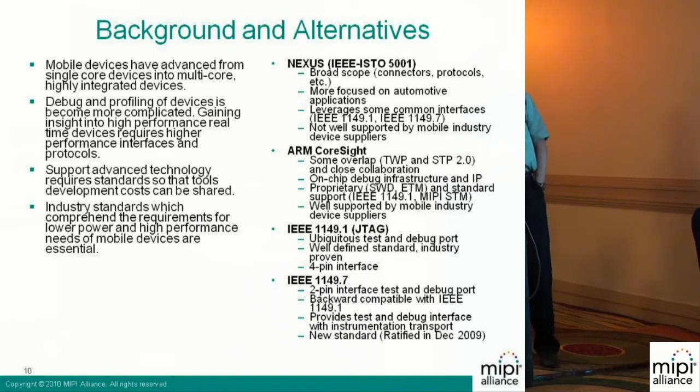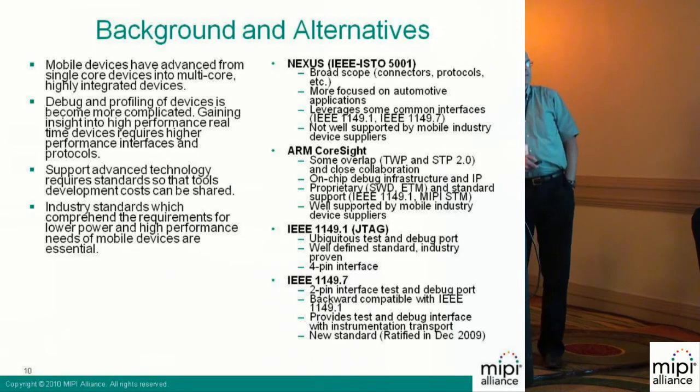ARM is a major player in MIPI T&D, and in the places where we overlap, we've done a very good job of making sure that we stay standard. The TWP specification and STP 2.0 specification were developed in conjunction with ARM, so there is no collision in that space.